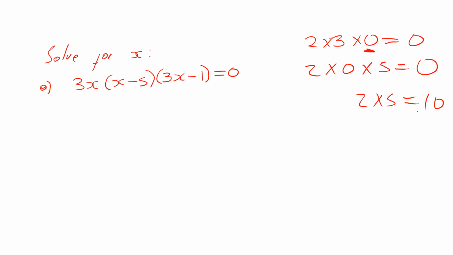But here we don't know which vector is equal to 0. We don't know if it is 3x. We don't know if it is x minus 5. We don't know if it is 3x minus 1. Therefore, we are going to take all of these vectors and equate them to 0. So we'll start with 3x. We will take 3x equated to 0, or x minus 5 is equal to 0, or 3x minus 1 is equal to 0.